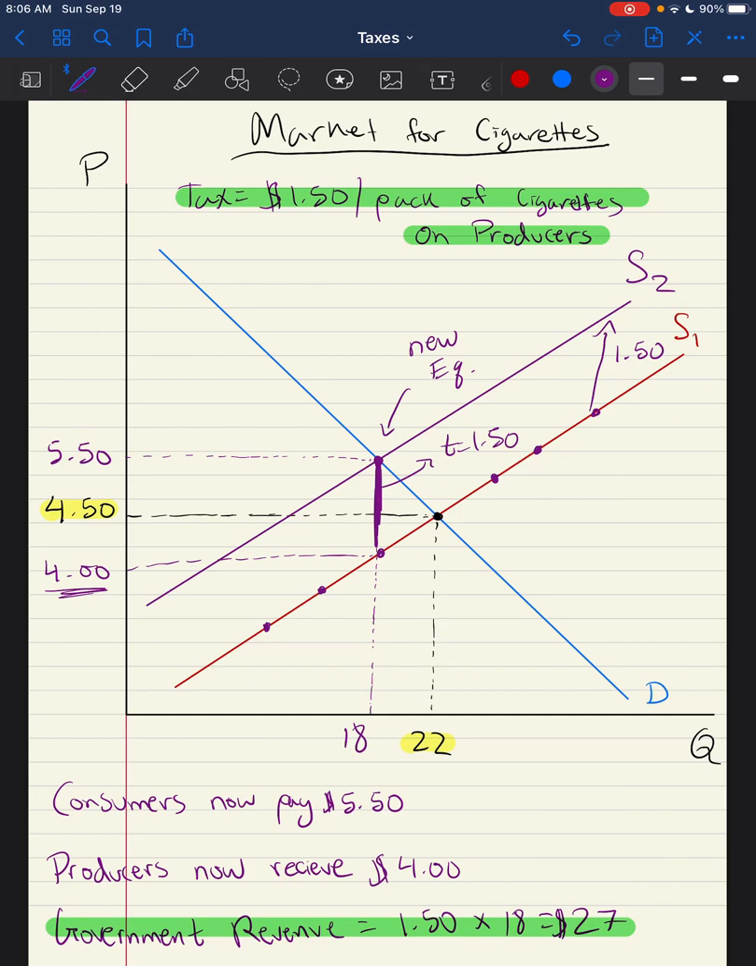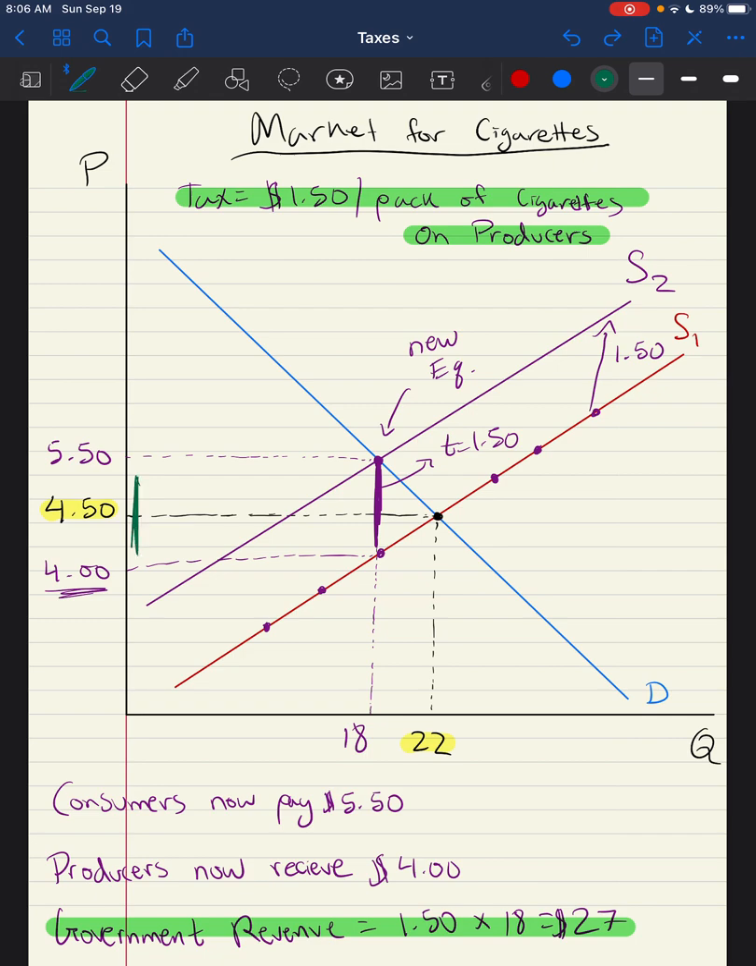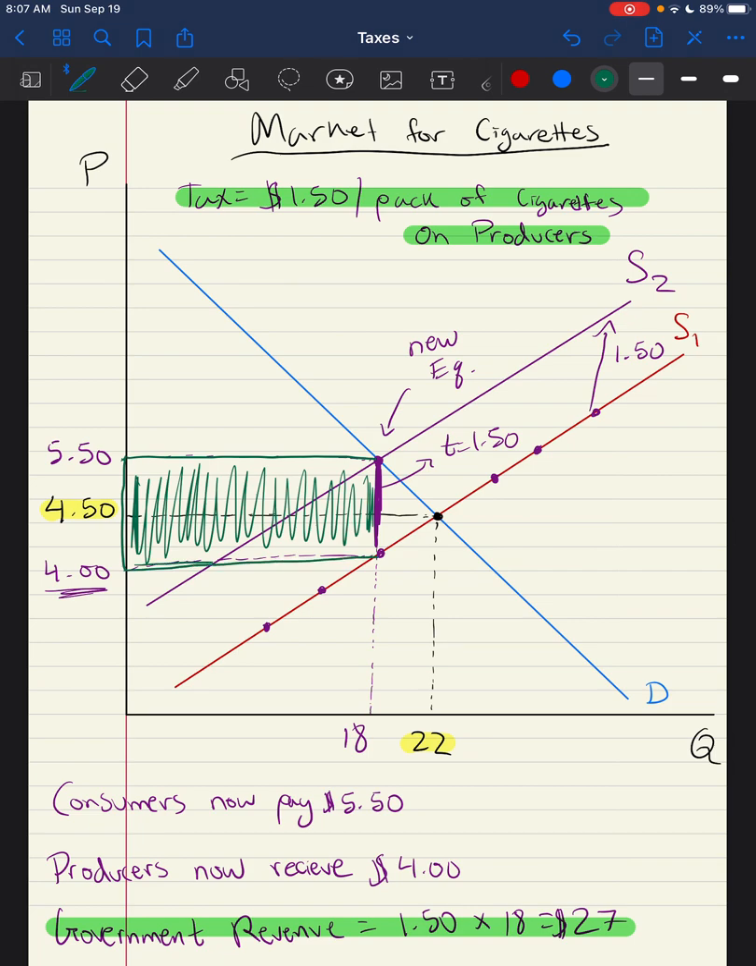Okay, the government collects $27 of tax revenue, and that's essentially like finding the area of this rectangle. Let's use dark green. So the area of this rectangle is going to come out to be 27. That's going to be the size of the tax, that's the width, and the length is going to be how many units are sold. This is going to denote our government revenue.